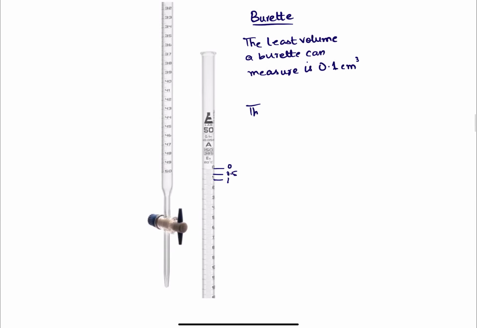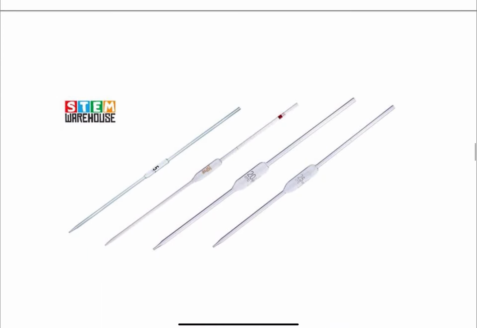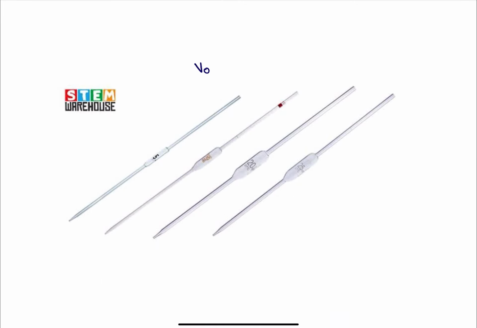And the burette can hold up to 50 cm cube or 50 ml. Keep in mind, 1 ml is 1 cm cube of a liquid. So a burette has a capacity starting from 0 to 50. You can see over here. Okay, now let's move on to the next apparatus, which is a volumetric pipette.